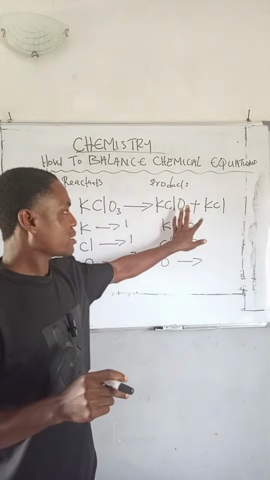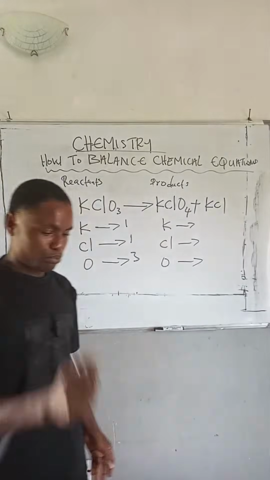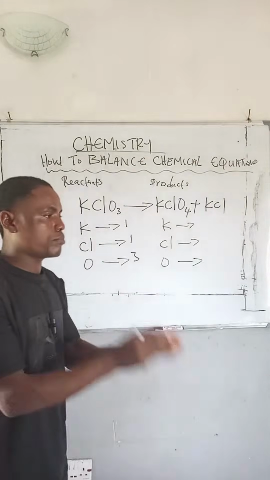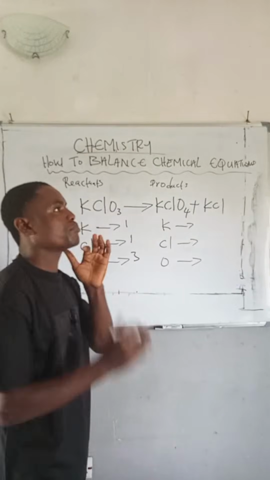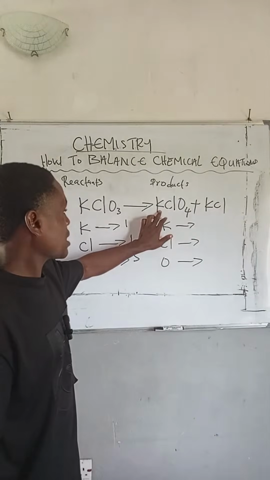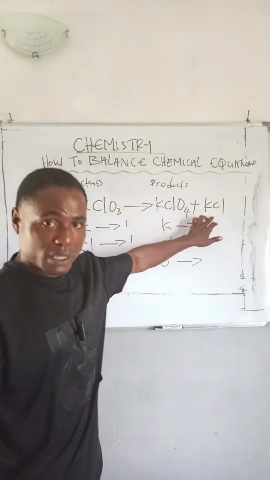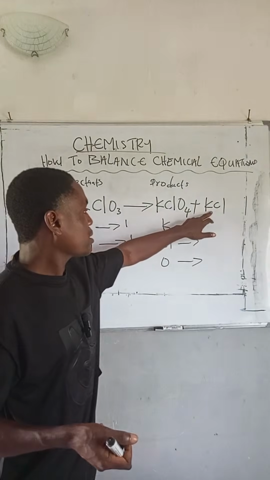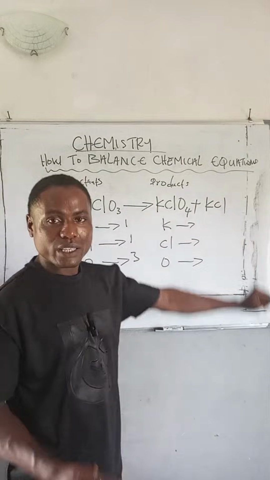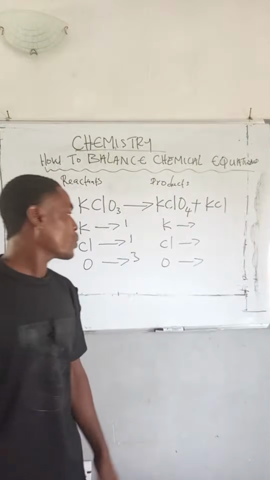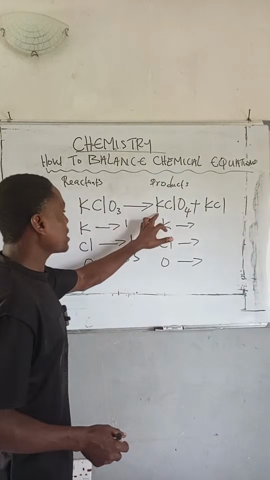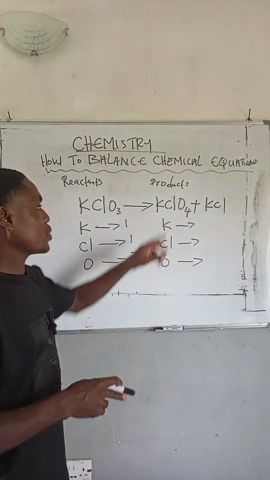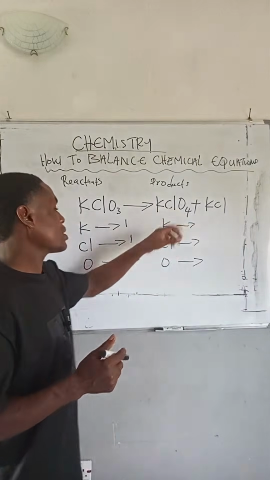This part is very tricky, so you have to be very careful. Now, look at this place. We have two potassium here. Are you getting it? We have two potassium here, and two chlorine here. So meaning that you will add these two potassium, and at the same time you add the two chlorine.